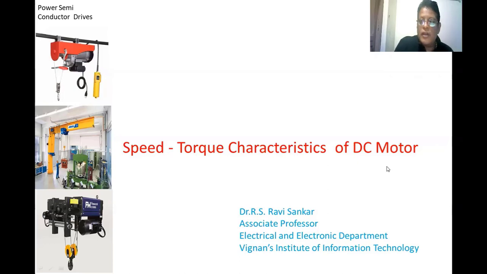Welcome back to the class on semiconductor drives. In this lecture, we are going to discuss the speed torque characteristics of a DC motor. Whenever we say DC motor, there are different types of DC motors. But in this lecture, we are going to discuss the DC shunt motor and the series motor. The shunt motor speed torque characteristics are the same as the separately excited DC motor also.